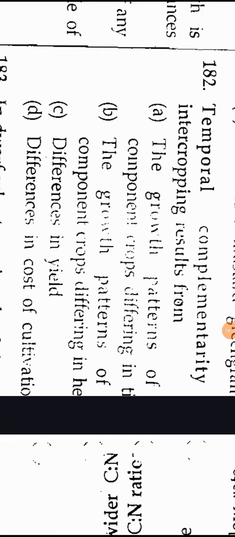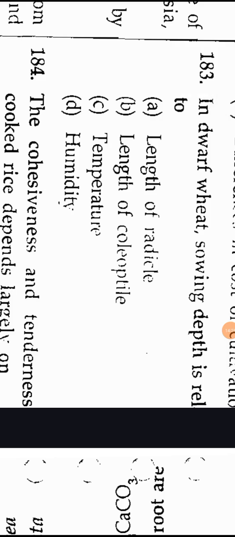results from the growth pattern of component crops differing in time. In dwarf wheat, sowing depth is relative to the length of the coleoptile. The cohesiveness and tenderness of cooked rice depends largely on the proportion of amylose and amylopectin. The concept of Q relationship was developed by Beckett. Which of the following pairs is not correctly matched? Which one is not correctly matched?